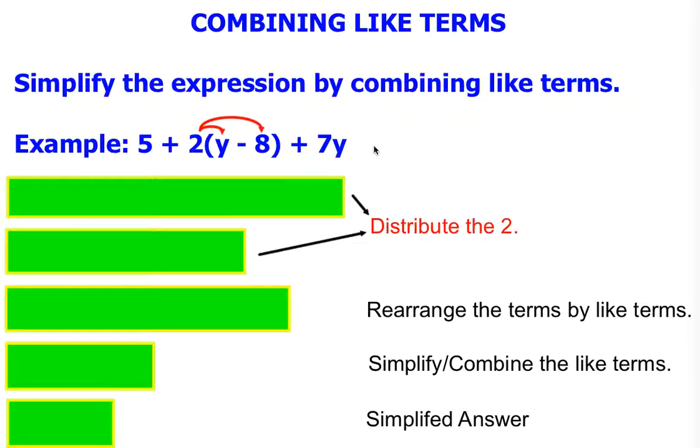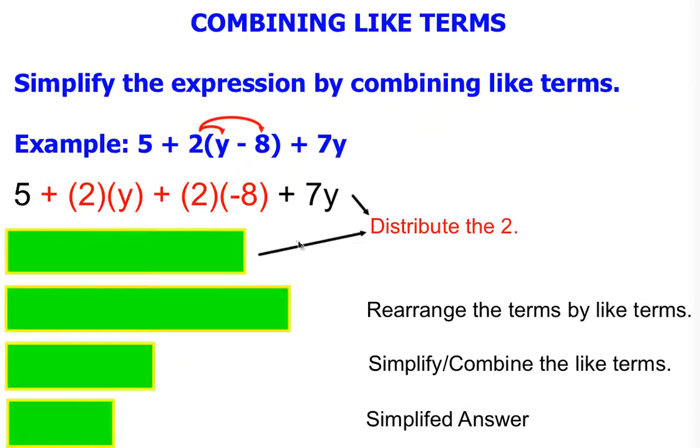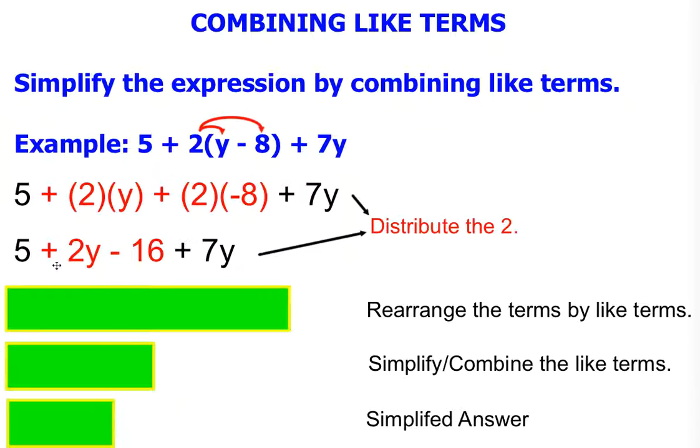Here we have an example that's a little bit more complex. Your first step, you have to recognize you must distribute the 2. So here are the hints off to the side if you'd like to follow along. When we distribute the 2, you're going to take the 2 and distribute or multiply that with the y as well as the minus 8. Simplify these and you get 5 plus 2y minus 16 plus 7y.